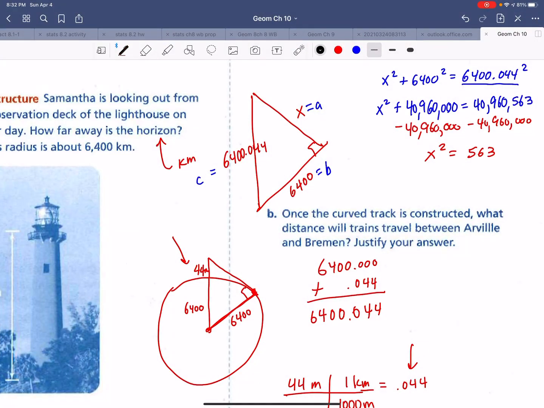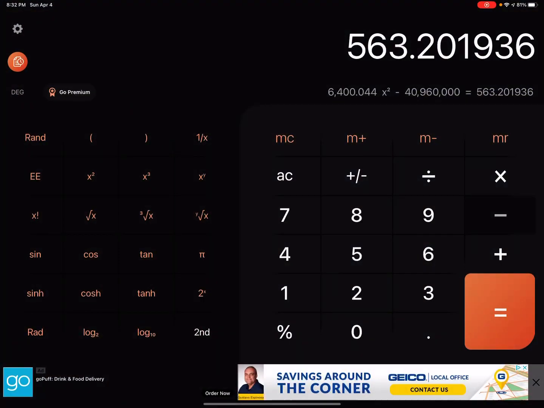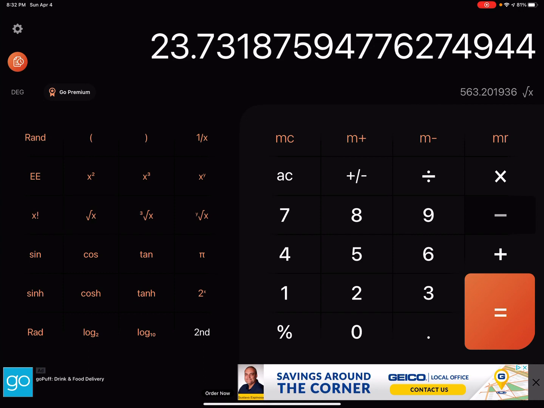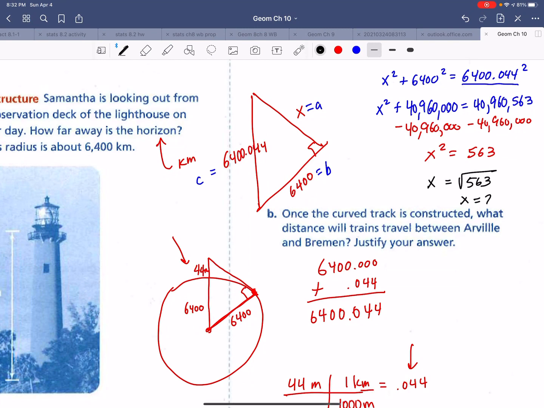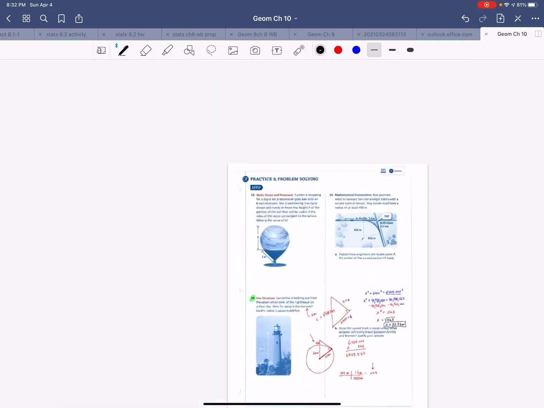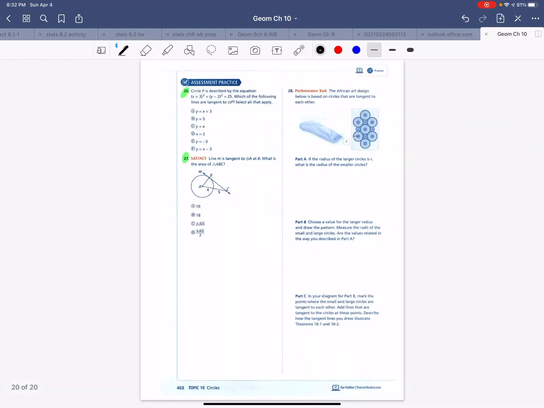And now I want to know what is x. That's my horizon. So I've got to take the square root of this. So back to our calculator. Let's take the square root. And I get 23.7 kilometers. Nice work, guys. Very cool. All right, last two questions.